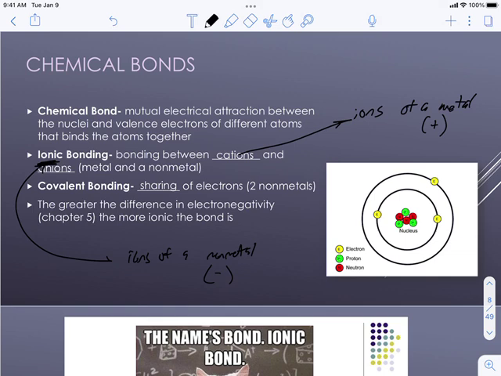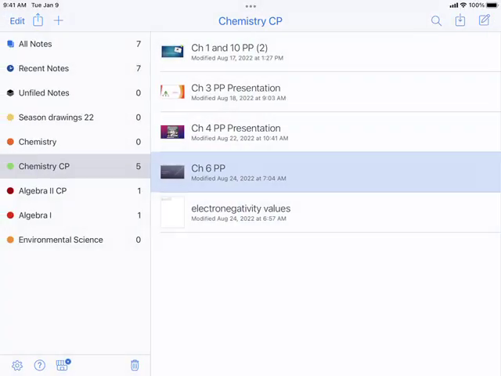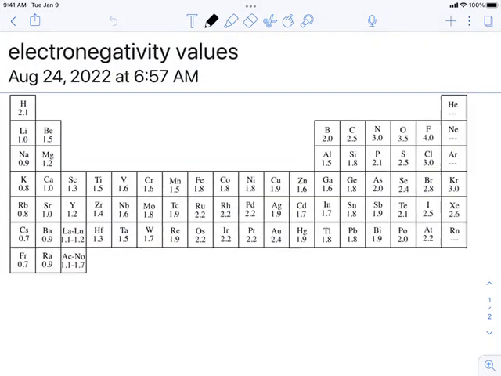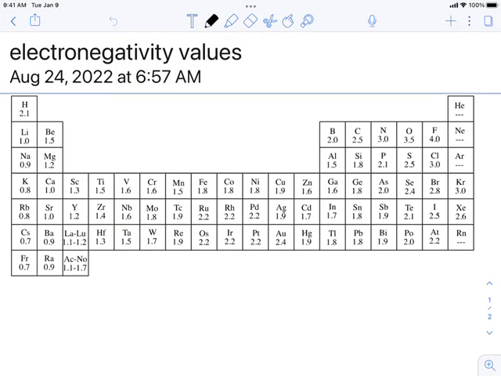The greater the difference in electronegativity values from chapter 5, the more ionic the bond is. So our electronegativity values can be found in the sheet I gave you. You do not have to memorize this. You would always have this available to you. So the difference between two elements, you take the difference, the greater the value, the more ionic.